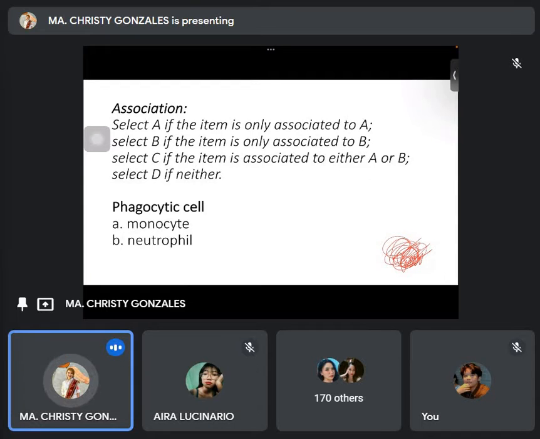Eosinophils and basophils may also serve as phagocytic cells, but rarely. Commonly, these two, monocytes and neutrophils, are the ones who are involved. Next, drug therapy. Drug therapy: neutropenia, monocytopenia.